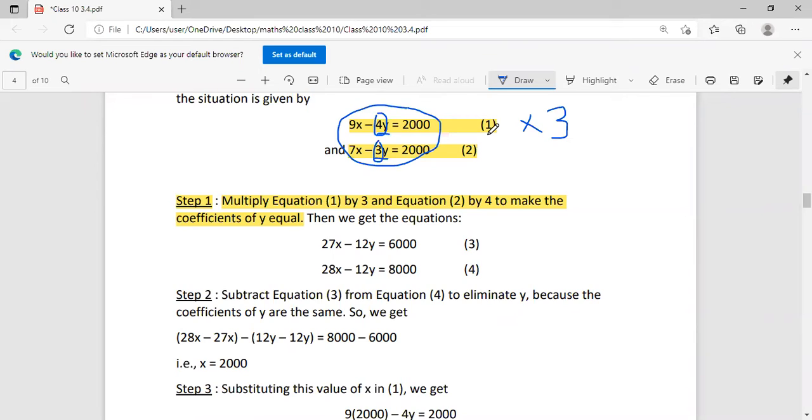Yes, sir. Because we have to make that y variable the same, so that we can cancel out.